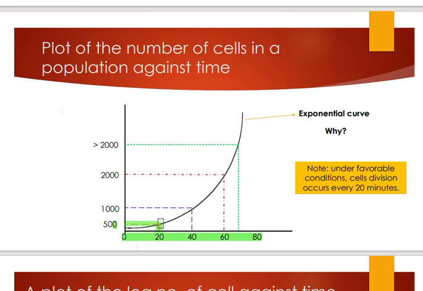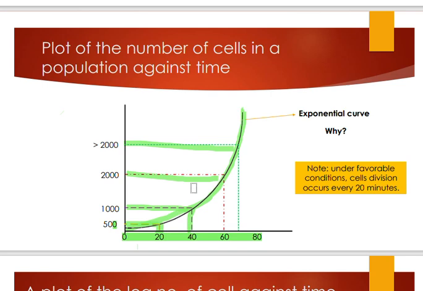So after 20 minutes, the number of your microorganisms is 500. Then after 40 minutes, the number of surviving cells is 1,000. Then you have here 2,000 after 60 minutes, and then for 70 minutes you have again greater than 2,000. So as you can see, there is an exponential curve where your microorganisms will divide exponentially.